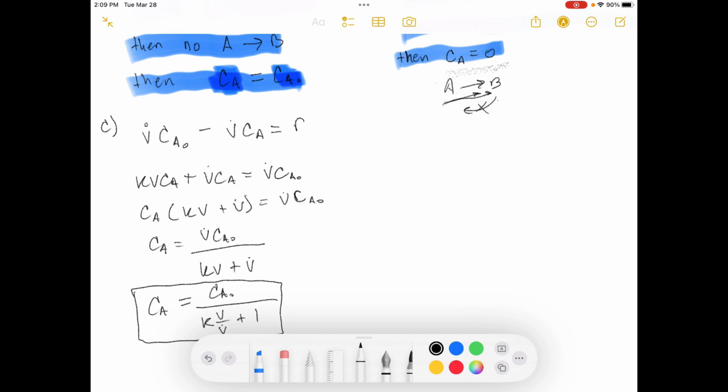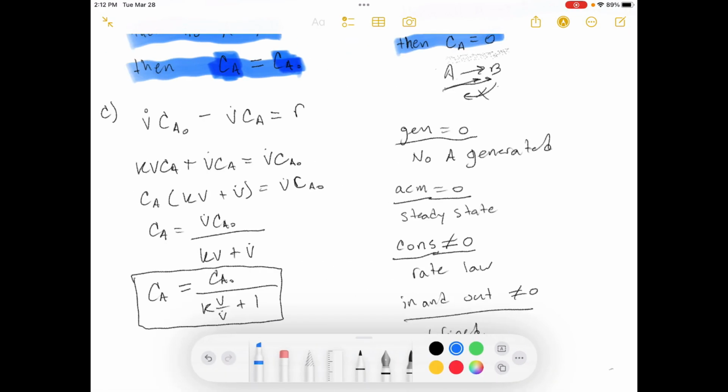Part C. Write a differential balance on A, stating which terms in the general balance equation, accumulation equals input plus generation minus output minus consumption, you discarded, and why you discarded them. Use the balance to derive the following relation between the inlet and outlet reactant concentrations.